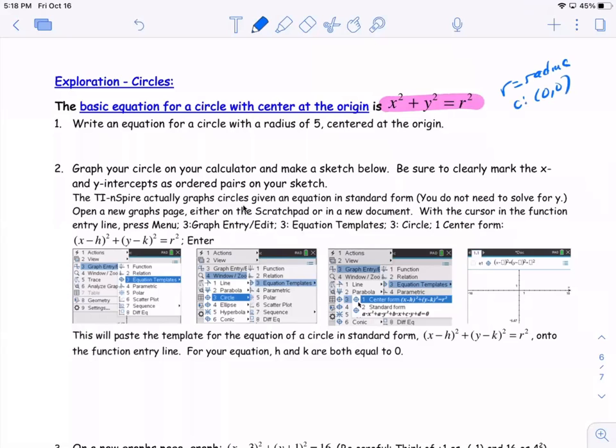So using this equation, we're asked to write the equation of a circle with a radius of 5 centered at the origin. So if the radius is 5, we'd get the equation x squared plus y squared equals 5 squared. And that would be x squared plus y squared equals 25. So that's the equation of a circle with radius 5 centered at the origin.